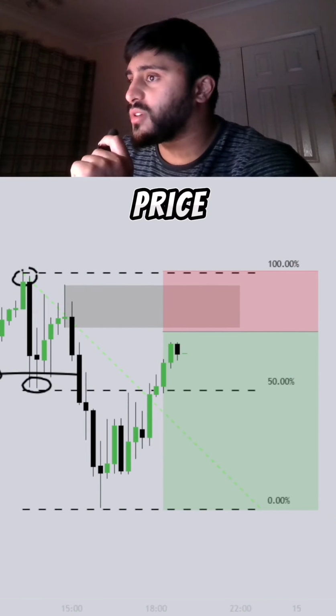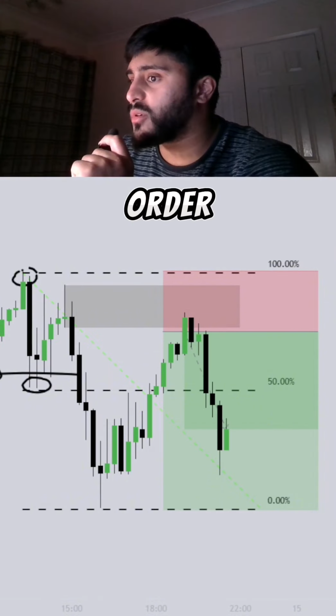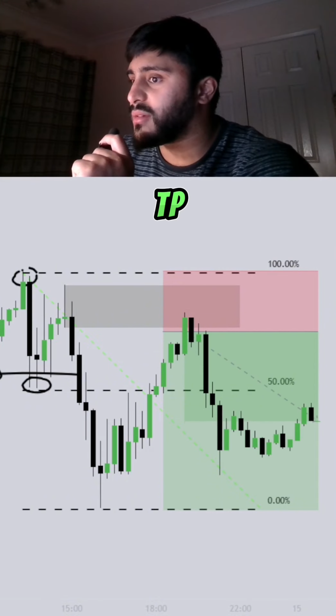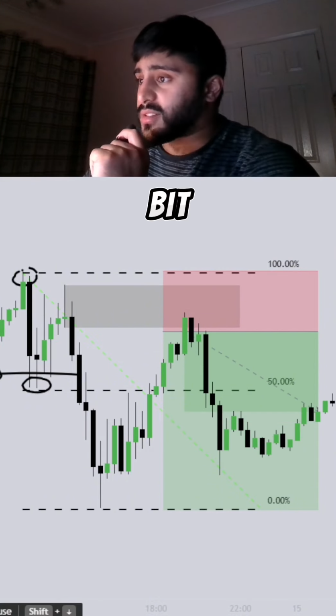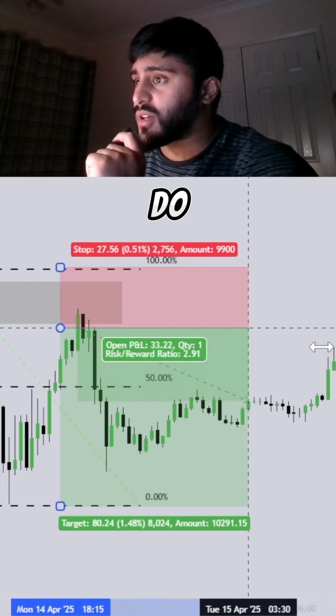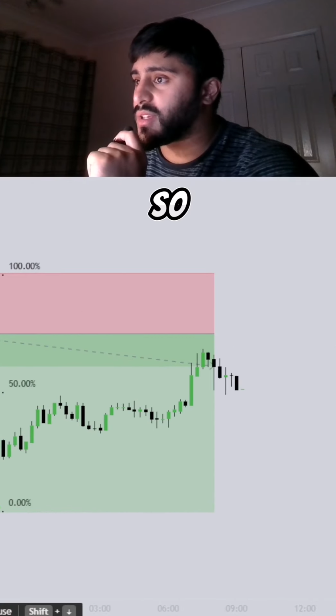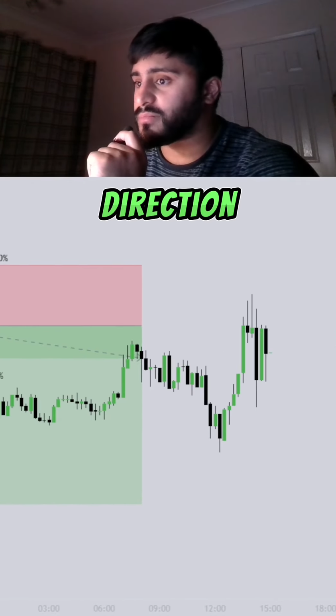So let's kind of play price on and see what we get. We can see price entering the order block and then eventually giving us our overall TP, right? So of course, it takes a little bit of time to get there, but in the end, the markets do come down. Let's see how this trade plays out. So we see the markets heading in our overall direction.